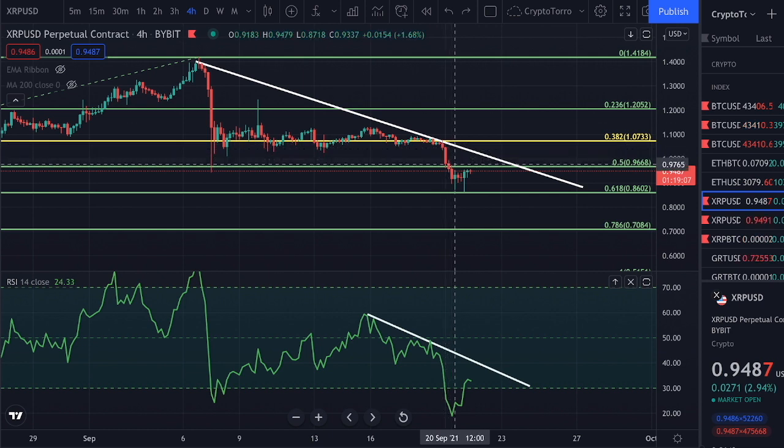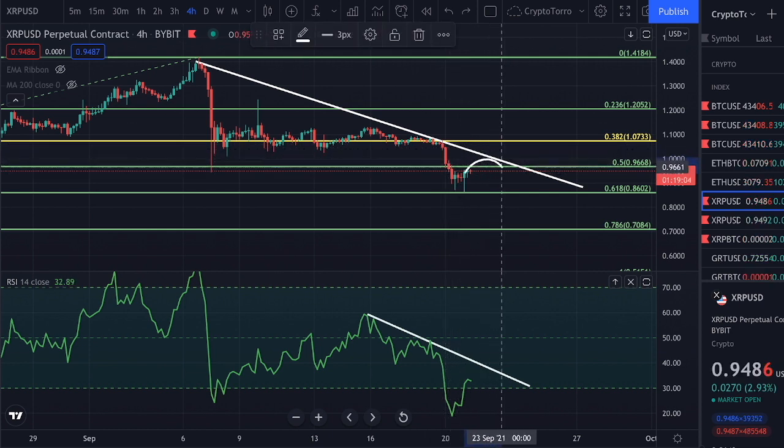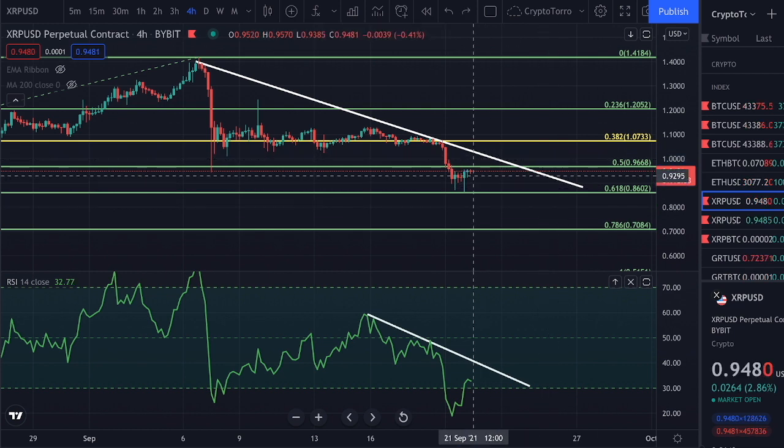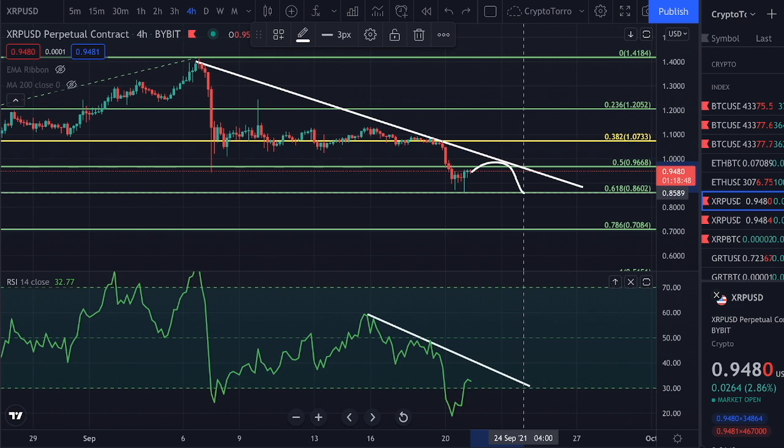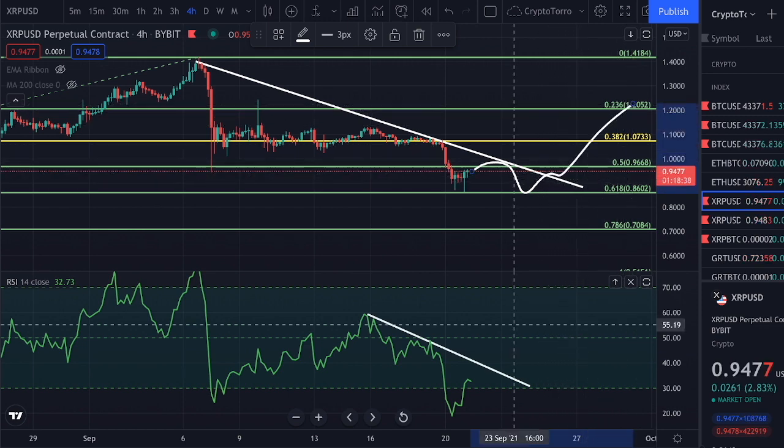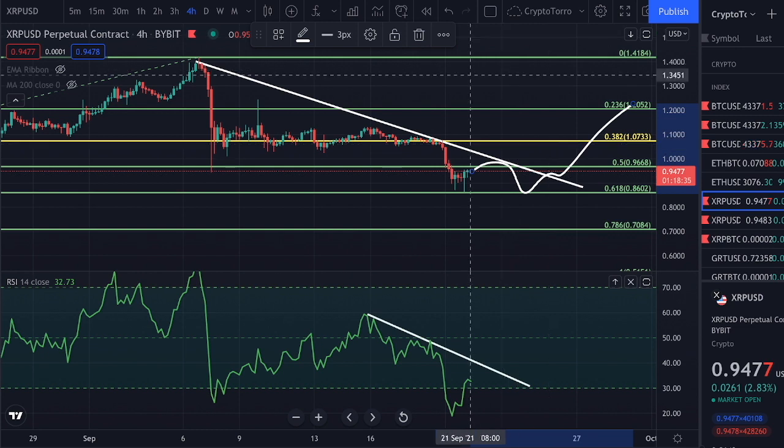Therefore, it's likely that we're going to see a third touch point of this descending resistance before being able to break out above it. But what I think would occur is that we're going to see a retest afterwards, getting rejected, heading towards the $0.85 and perhaps afterwards being able to break out above it and creating that trend reversal. That is something I think would be of utmost importance.